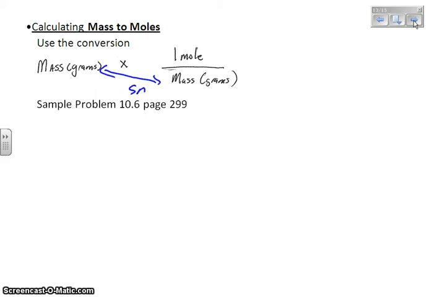So now let's flip-flop it and figure out how we calculate mass to moles. In other words, I've given you how much the mass is, how many moles are there. What is the opposite of multiplication? It's division. So be ready for that. So we're going to use this conversion factor. The mass in grams multiplied by 1 mole over the mass in grams. Now watch what happens here. These are not the same. All right, let's watch what happens.